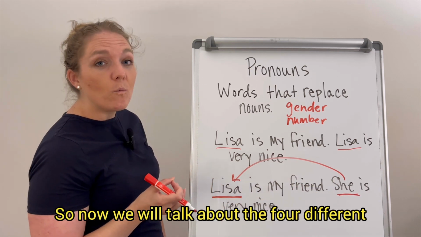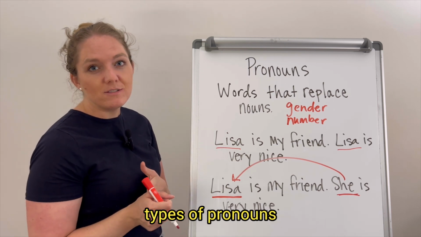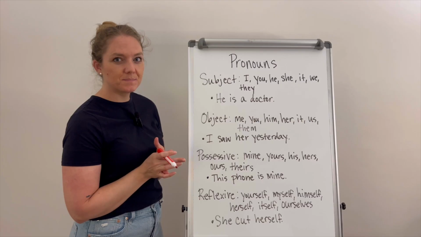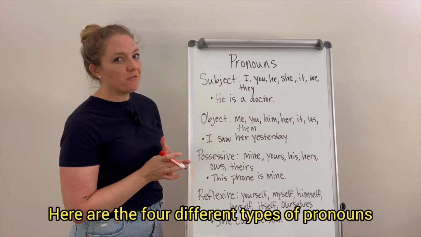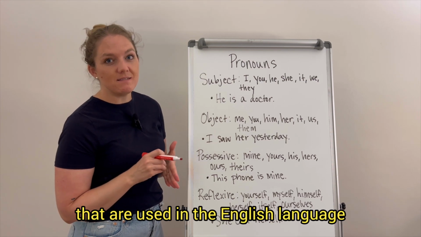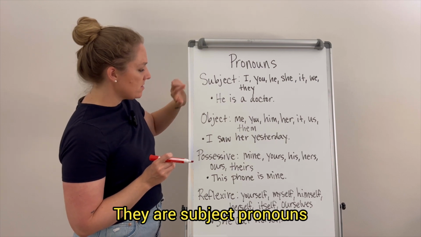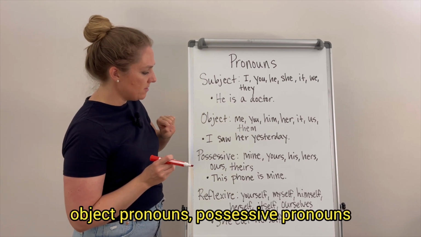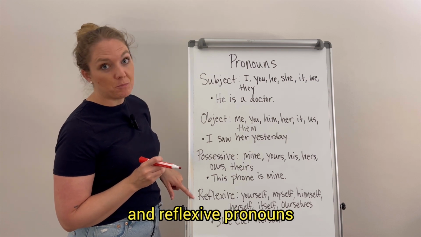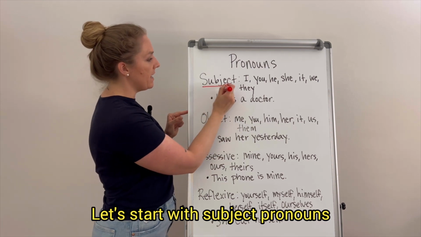So now we will talk about the 4 different types of pronouns that are used in the English language. Here are the 4 different types of pronouns. They are subject pronouns, object pronouns, possessive pronouns, and reflexive pronouns. Let's start with subject pronouns.